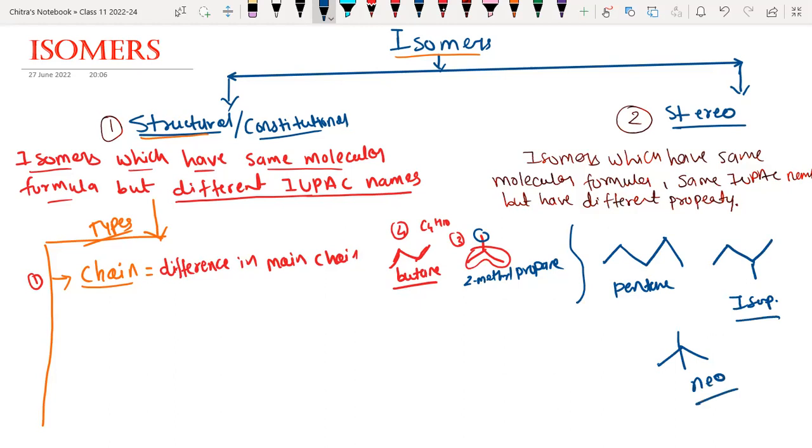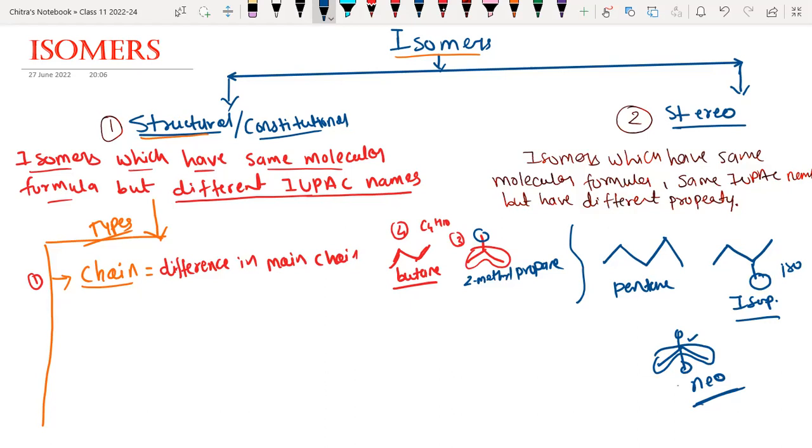When one methyl group is attached on the second carbon atom, it is called iso. If this is the main chain, this is the second carbon atom, right? If 2 methyl groups are present on the second carbon atom, then they are called neo. So these are the 3 possible isomers for pentane. Understood?